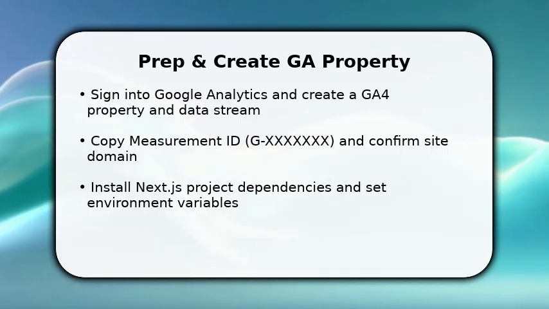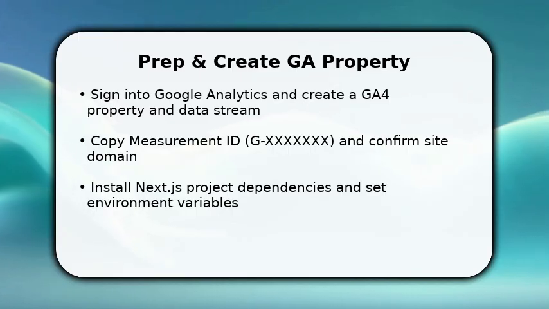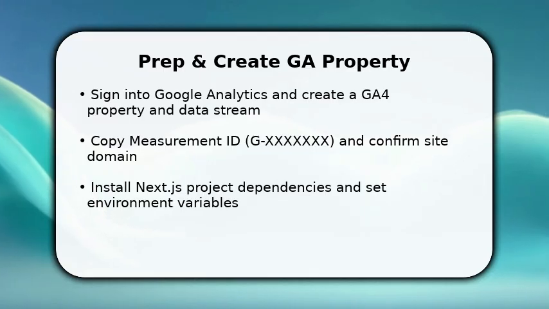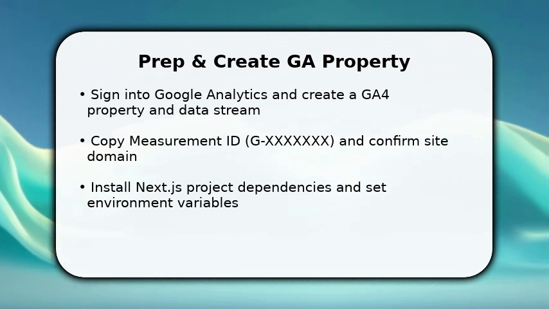Make sure your Next.js project has a modern dependency set, with Node and npm/yarn up to date, so tracking scripts load reliably. Next, install any analytics helper library or plan to use the native gtag snippet inside _app.js or app/layout, which we'll configure in the next step.